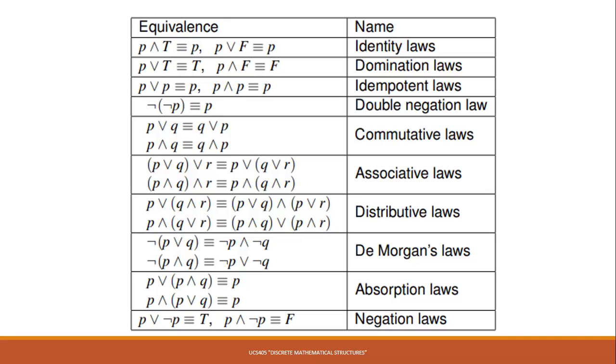These are some laws which we can use. You can also prove these laws by constructing a truth table or by using other laws. These laws are: first the identity law, then domination law, idempotent law, double negation law, commutative, associative, distributive law, De Morgan, absorption, negation. So these are some laws which we can use.